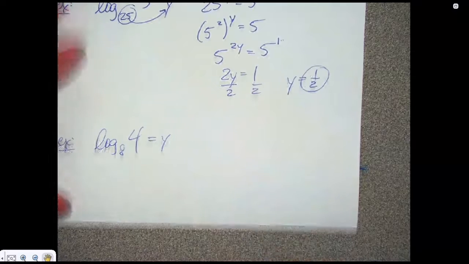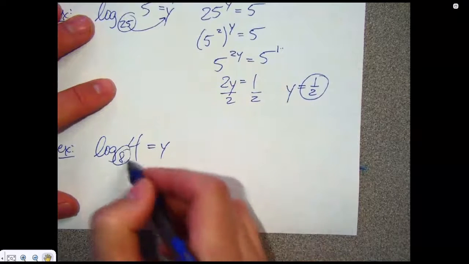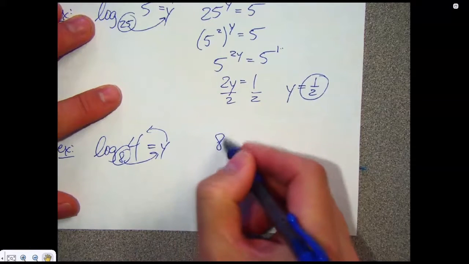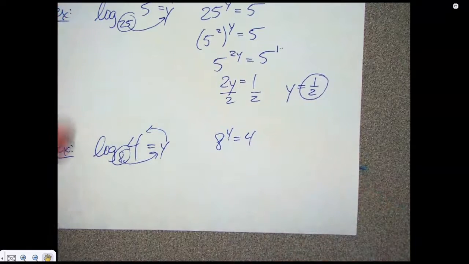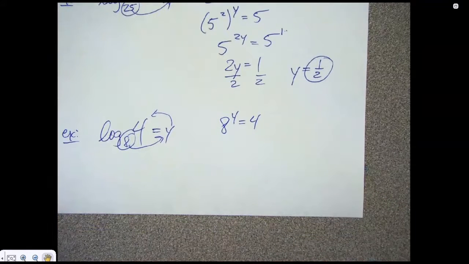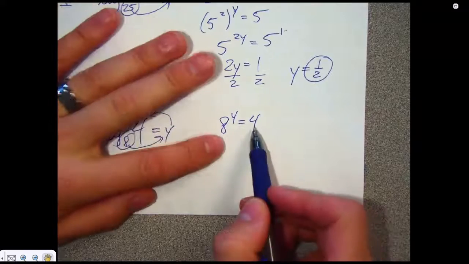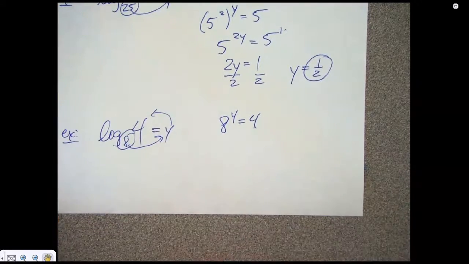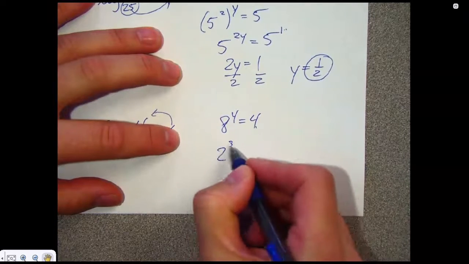Alright, so equals y, and then I'm going to go over and write this. So 8 to the y equals 4. And again, some of you might be able to just see that and kind of get the answer from there. If you can't, that's fine. But I want to break these down into a base they have in common. So 8 is really 2 to the third.